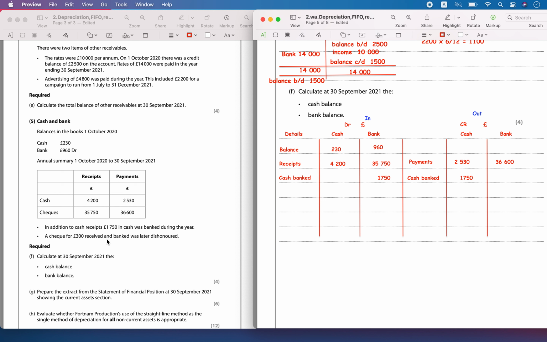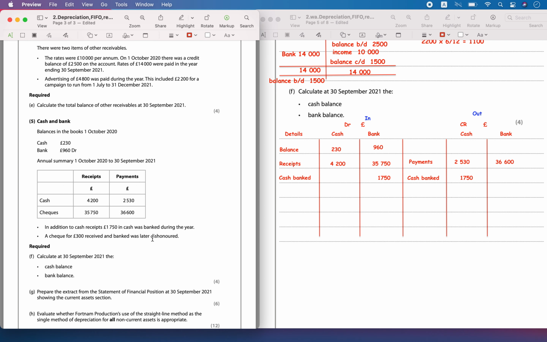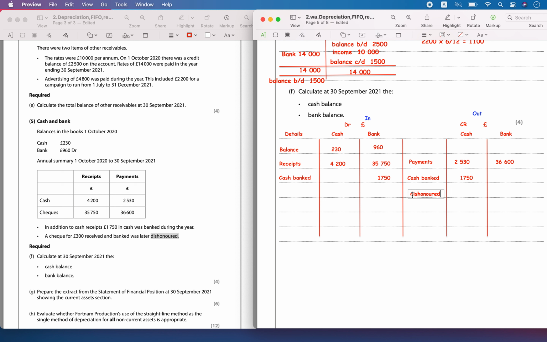And then you have 300 received and the bank was later dishonored, meaning it is a dishonored check. It has to be subtracted from the check that came into the business. Whatever came has been dishonored, an amount of 300 check. So we will put 300 check.